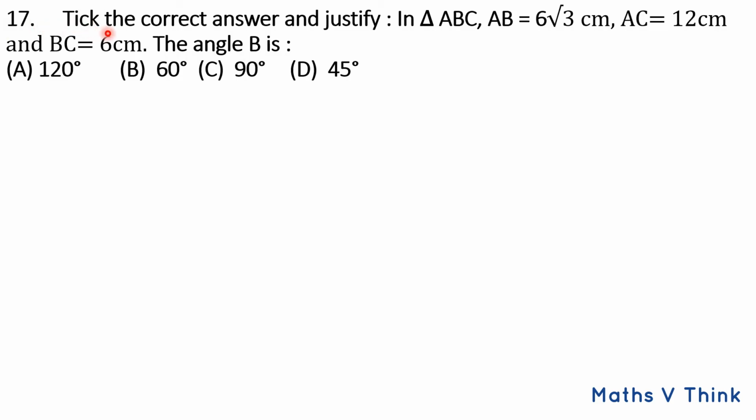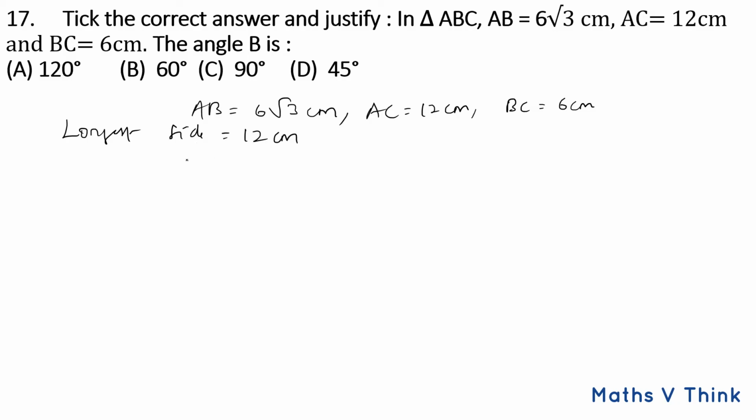The 17th question says, pick the correct answer and justify. In triangle ABC, AB is equal to 6 root 3 centimeter, AC is equal to 12 centimeter, and BC is equal to 6 centimeter. The angle B is 120, 60, 90 or 45 degree. They gave three sides of a triangle. AB is equal to 6 root 3 centimeter, AC is equal to 12 centimeter and BC is equal to 6 centimeter. Here the longest side is 12 centimeter.